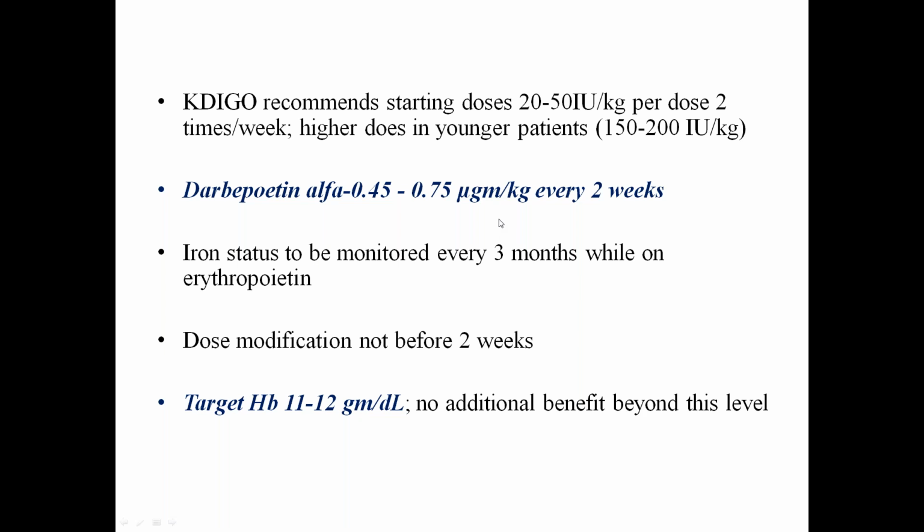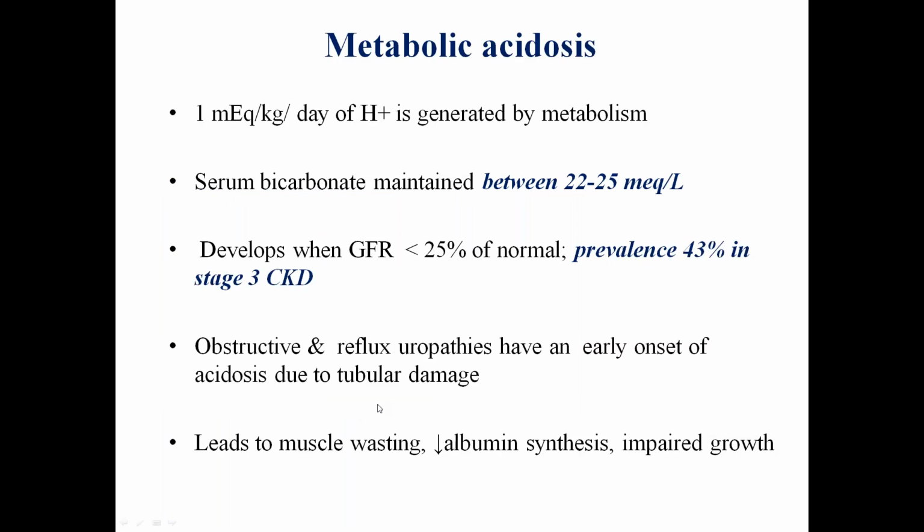Once the patient is on erythropoietin and oral iron, the iron status should be monitored every 3 months, and modifications should be done not before 2 weeks. The target hemoglobin for these patients is 11 to 12 grams per deciliter.